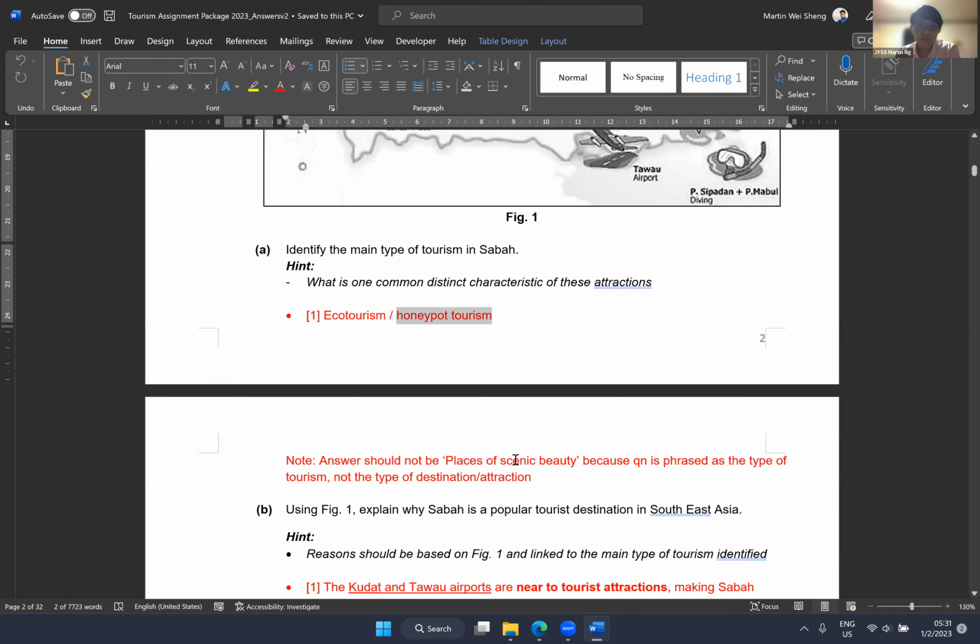Make sure you do not write places of scenic beauty, because this refers to the type of destination, not the type of tourism, which is more about the activities the tourists are involved in. So places of scenic beauty is not accepted.